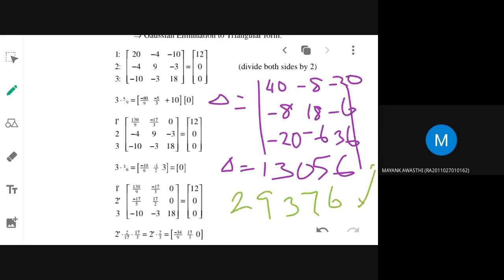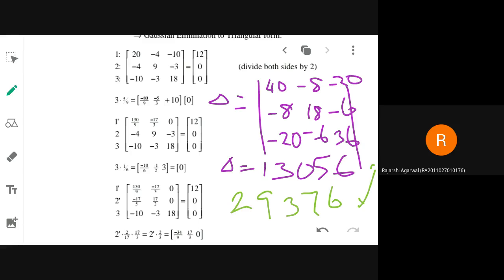Others, what answer are you getting? Ma'am, I'm getting 15936. 13056. Ma'am, I got 14976. All are giving me different answers. Try it correctly. Don't do it wrong. You know how to proceed with the determinant calculation now.